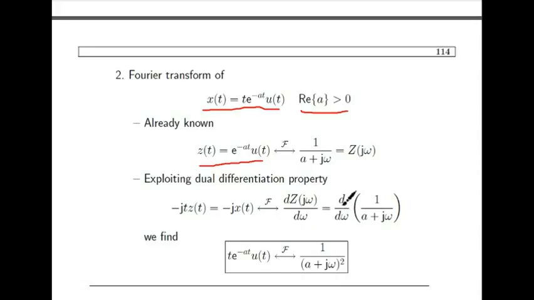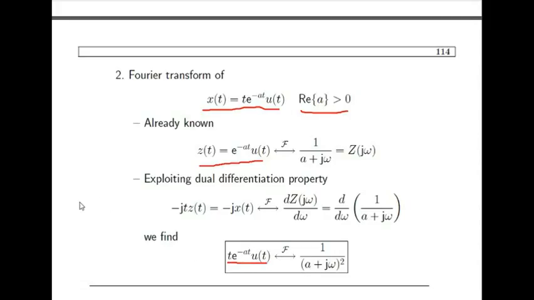So it will be d/dω of 1/(a + jω). With the help of the dual differentiation property, we can easily find the Fourier transform of t e^(−at) u(t).